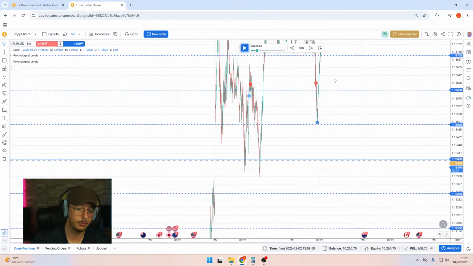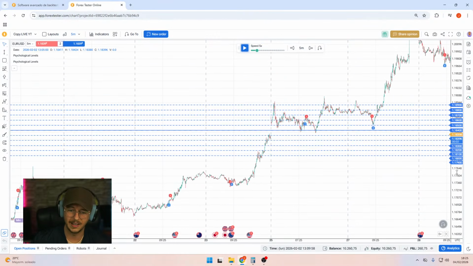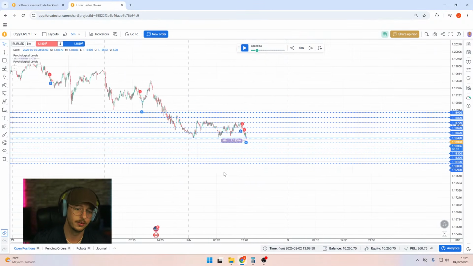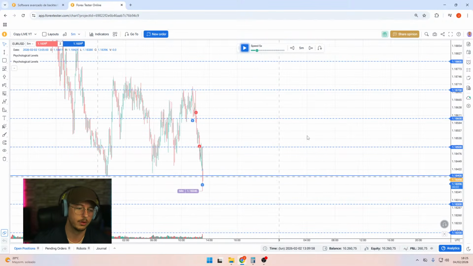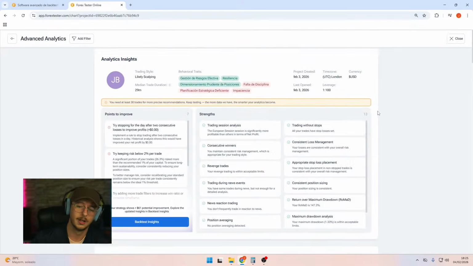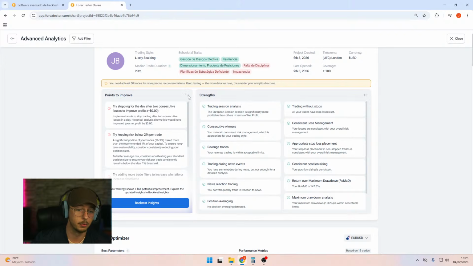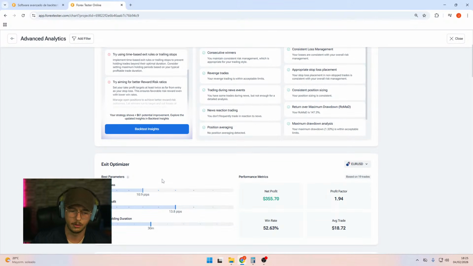Okay, but now I want to mention something really important, and that is that we can't overfit the strategy. So now I've got this result, you could probably think, okay, I'll go back to the optimizer. So the exit optimizer, you can see here's a few more points to improve, and if I do these changes now, I'll get 355 instead of 200. But if we do this, what we're going to do is overfit the strategy for 1 lapse of time.